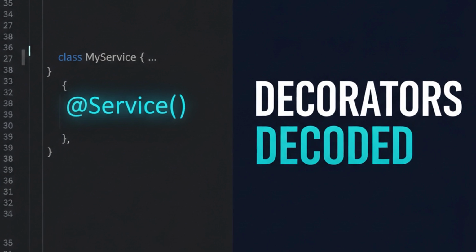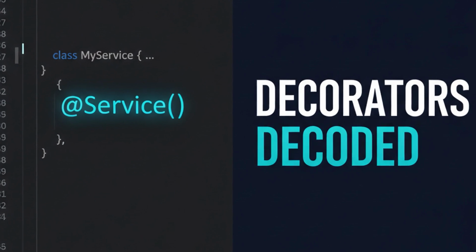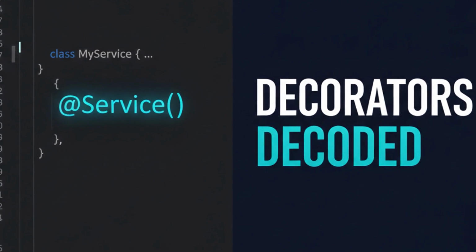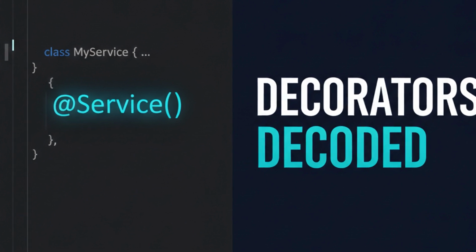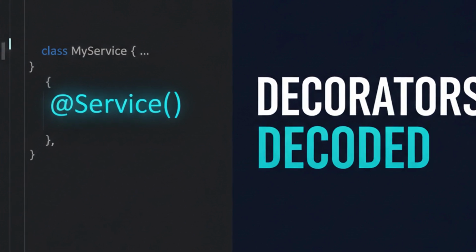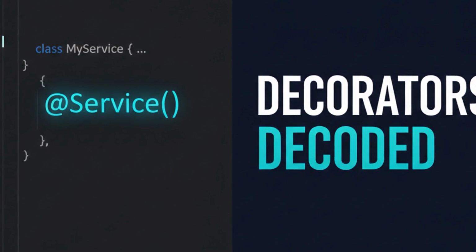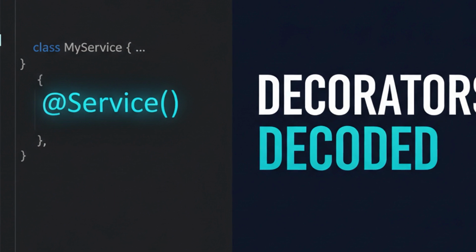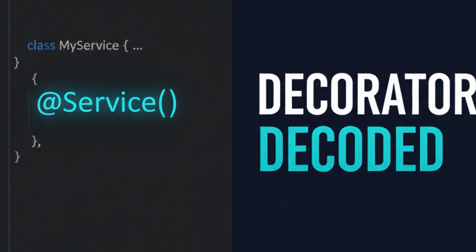TypeScript 5 quietly killed the decorators you have been using for years. The new standardized decorators have a completely different signature, a different execution order, and they don't even need experimental decorators anymore. If you are still writing decorators the old Angular way, your code might silently break. Let's fix that properly at an advanced level.